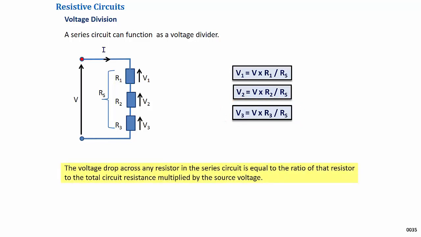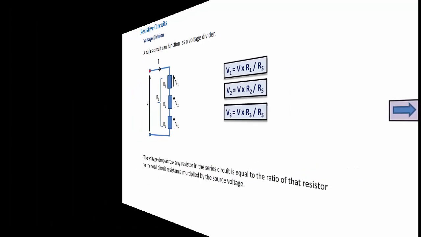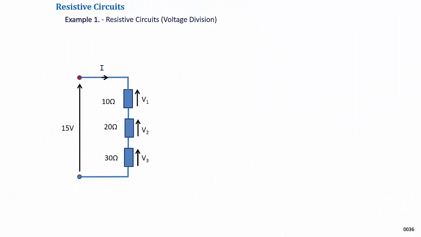The highlighted boxes show that the voltage drop across any resistor in a series circuit is equal to the ratio of that resistor to the total circuit resistance multiplied by the source voltage. The following example is in the accompanying workbook, Resistive Circuits, Voltage Division. Here, we are required to determine the voltage across each resistor using voltage division.